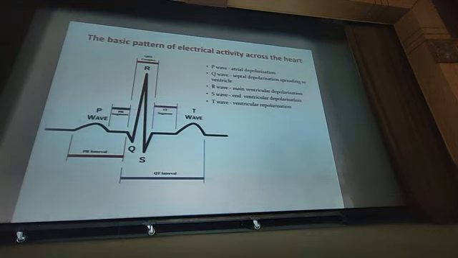So, the basic pattern of electrical activity across the heart: we have the P wave, the Q wave is septal depolarization, the R wave is mid-ventricular depolarization, the S wave is late ventricular depolarization, and the T wave is ventricular repolarization. This is the P wave, and the PR interval, as we said, is from the beginning of P till the beginning of R. Then we have the QRS complex.